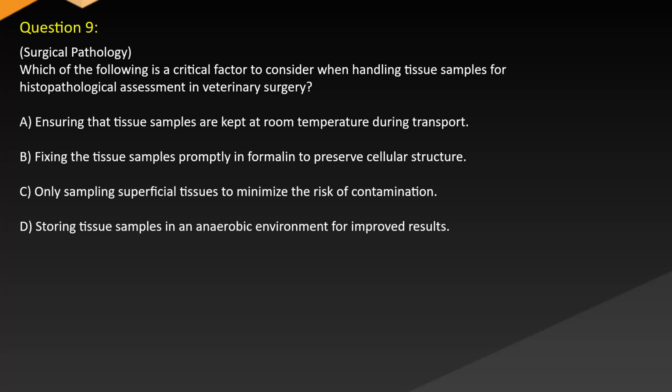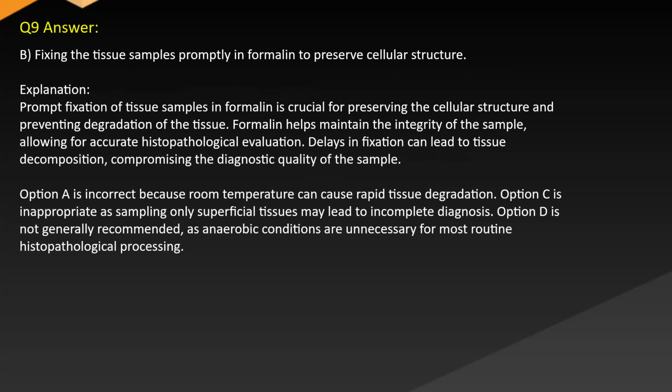C. Only sampling superficial tissues to minimize the risk of contamination. D. Storing tissue samples in an anaerobic environment for improved results. Answer. B. Fixing the tissue samples promptly in formalin to preserve cellular structure.